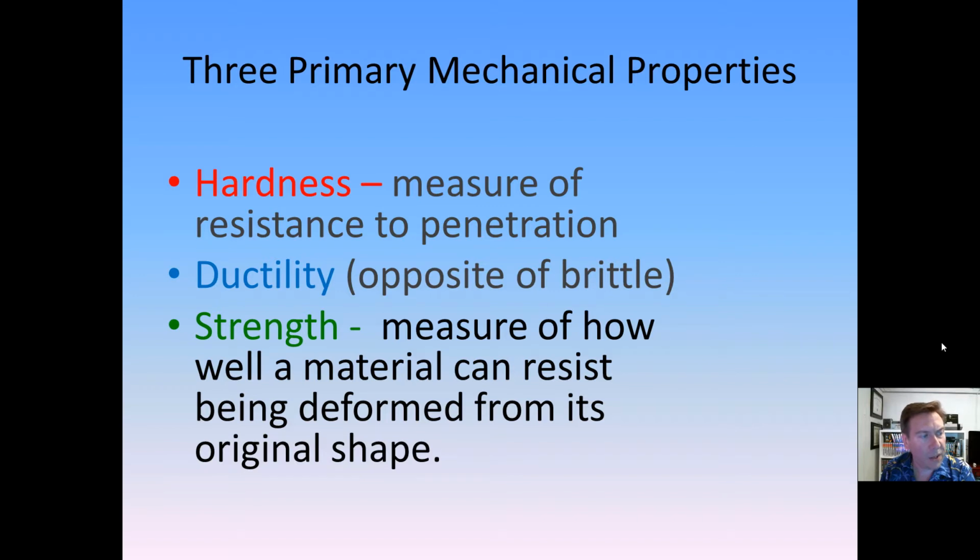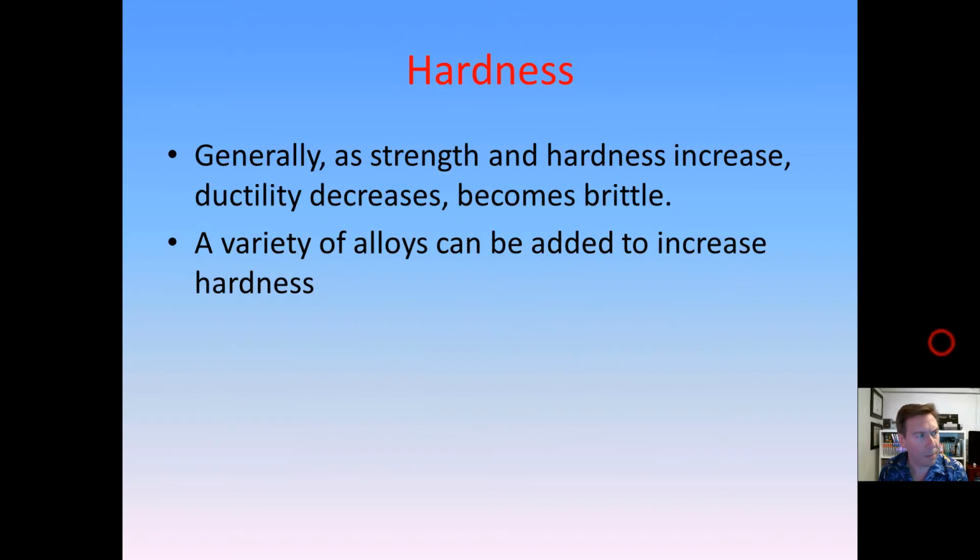So some people get hardness and strength mixed up. Like, what's the difference? Well, think about it. Hardness is a measurement of resistance to penetration, so how much force it takes to penetrate that. Whereas strength is how well a material can resist being deformed from its original shape. So it's a little bit different, and we'll talk about that.